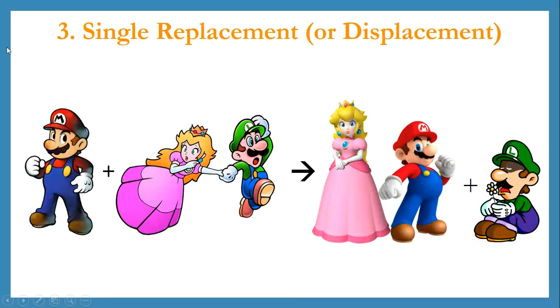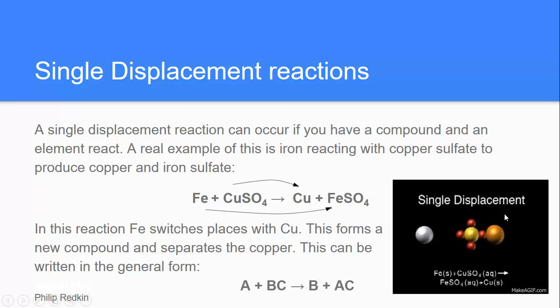And then single replacement is when usually one element breaks up a compound so that the one element is now part of the compound and one of the elements in the compound is left out on its own. For example, here done by Mr. Philip Redkin, iron comes in and knocks copper off the sulfate, and then copper's by itself and iron has a sulfate. So here's the iron, it takes the sulfate away, and now copper's all by itself.